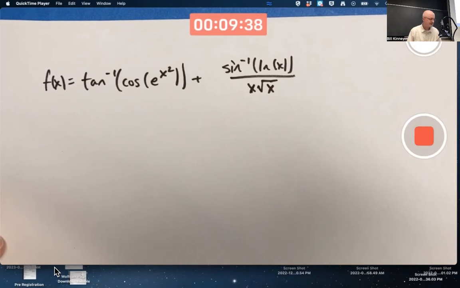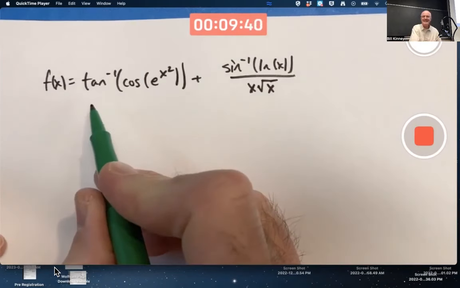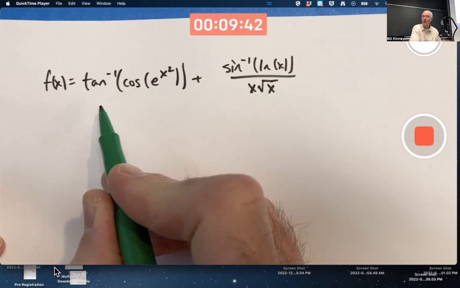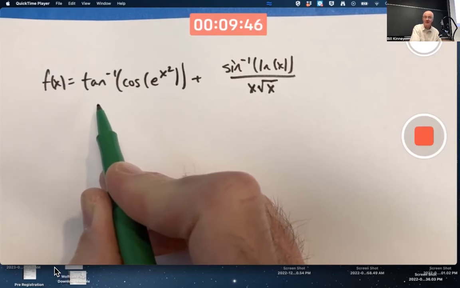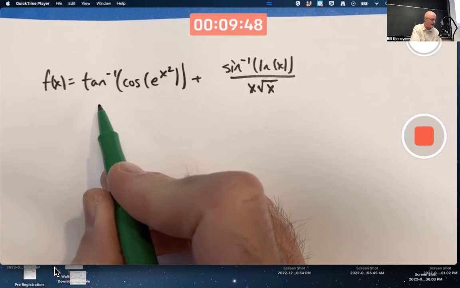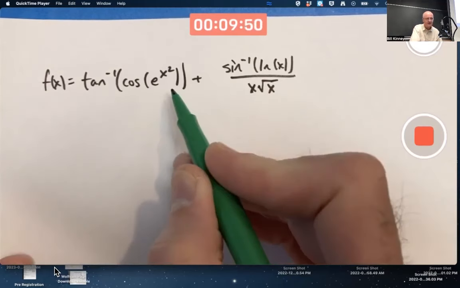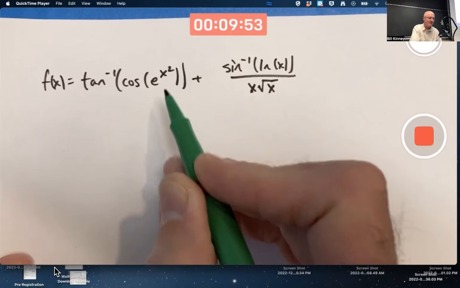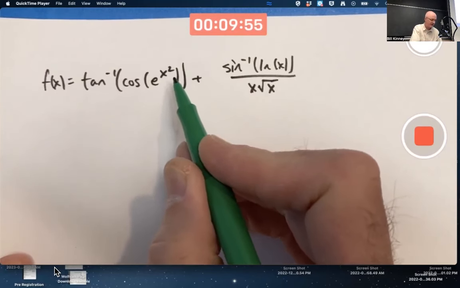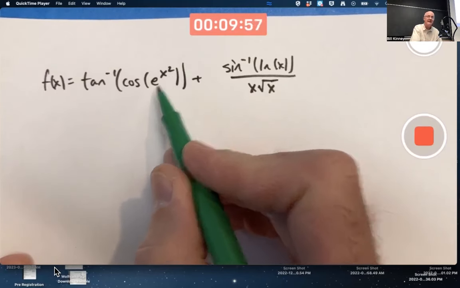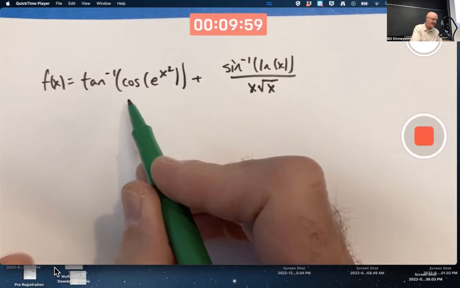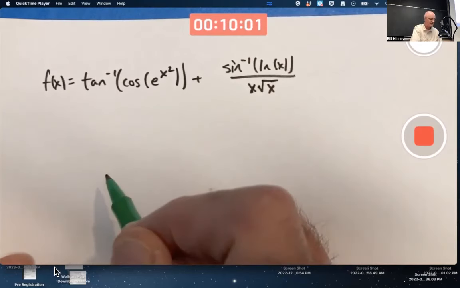Here we have a crazy function. F of x is inverse tangent, or arctangent. I could have used arctangent, and you should be ready for that in the gateway, to see an arctangent instead of an inverse tangent, of cosine of e to the x squared power. That's a composition of four functions. X squared is the inside function, e to the x is the next most inside, then cosine, then inverse tangent.